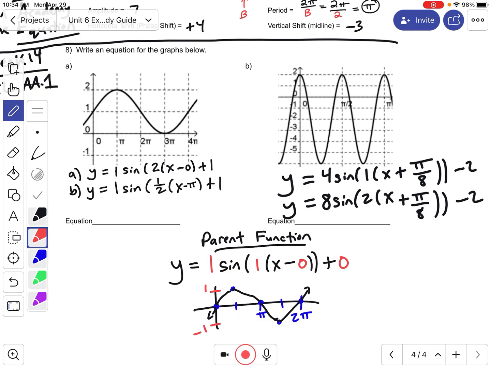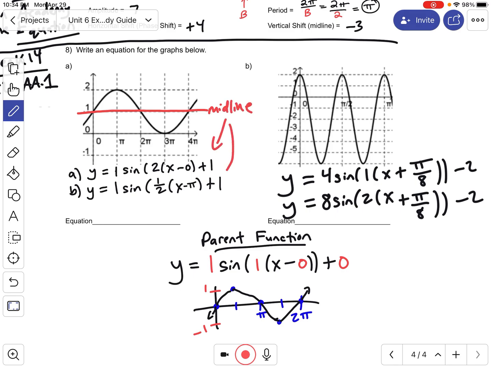What I would recommend doing before anything is drawing the midline. And so here's the midline, and that is also called your vertical shift. Notice both of these have the correct midline. The next thing I might check would be the amplitude. That's basically how far high the maximum and the minimum are from the midline. In this case, the amplitude is 1, and notice that these are both 1 as well. So those both check out.